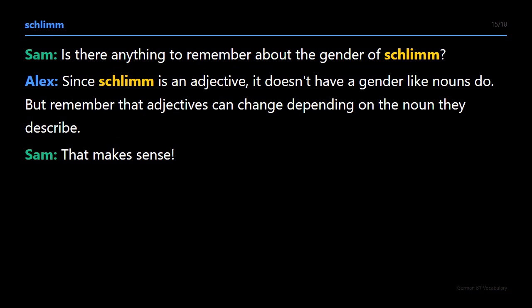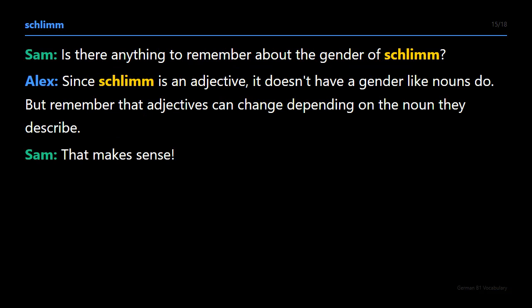Is there anything to remember about the gender of Schlimm? Since Schlimm is an adjective, it doesn't have a gender like nouns do. But remember that adjectives can change depending on the noun they describe.